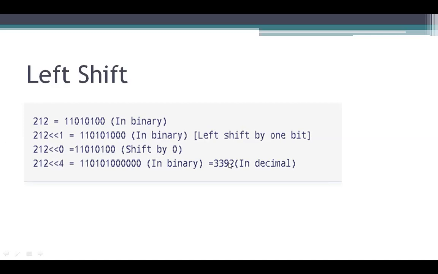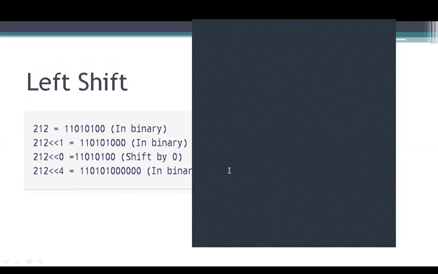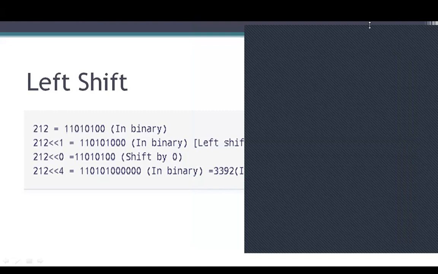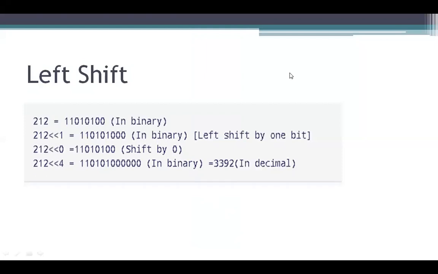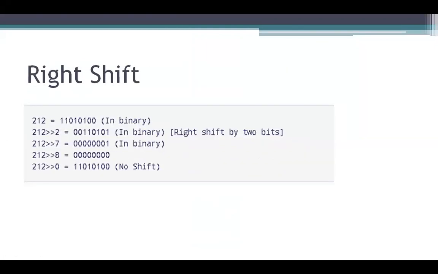Let's see that in the example. That is 212 again. 212 left shift 1 becomes 424. 212 left shift 0, if I give nothing, nothing happens, it is 212. Okay, 212 left shift 4. In the binary, some number is given, 3392, yeah, the same result we have got. So this is how the bitwise operator works.